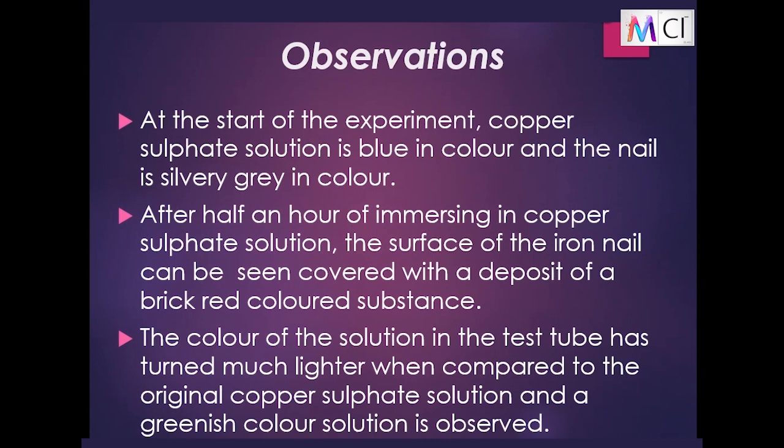Observations. At the start of the experiment, copper sulfate solution is blue in color and the nail is silvery grey in color. After half an hour of immersing in copper sulfate solution, the surface of the iron nail can be seen covered with a deposit of brick red colored substance. The color of the solution in the test tube has turned much lighter when compared to the original copper sulfate solution, and a greenish color solution is observed.